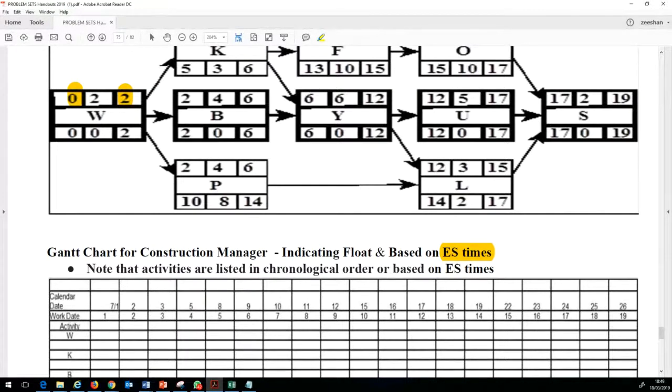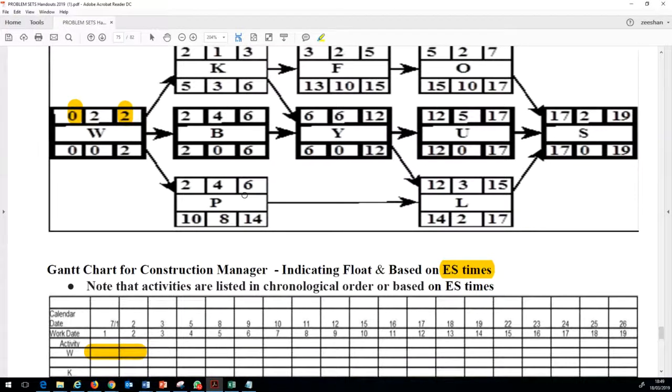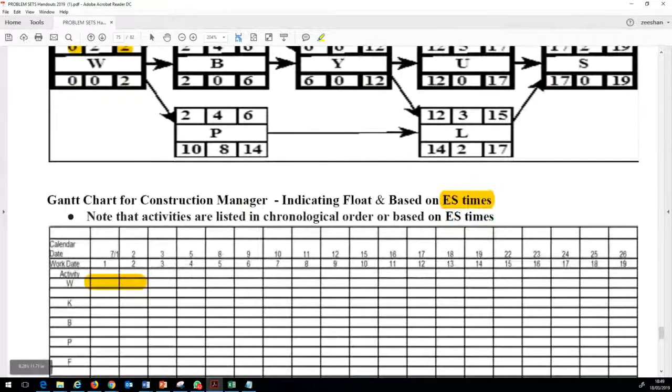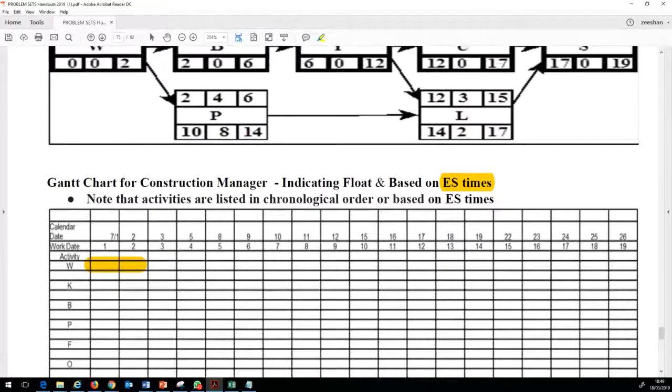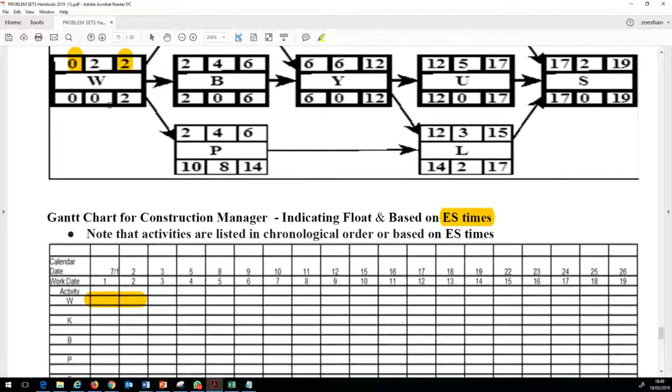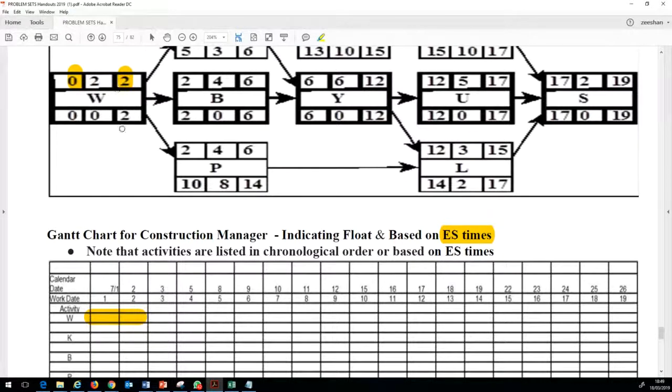So while drawing a bar chart, we would be indicating that work is taking place in this zone. Then we move to activity K. Now here you can also see how different activities are presented in this bar chart, and there is a certain reasoning for it. So first of all, we take into account the precedence order.